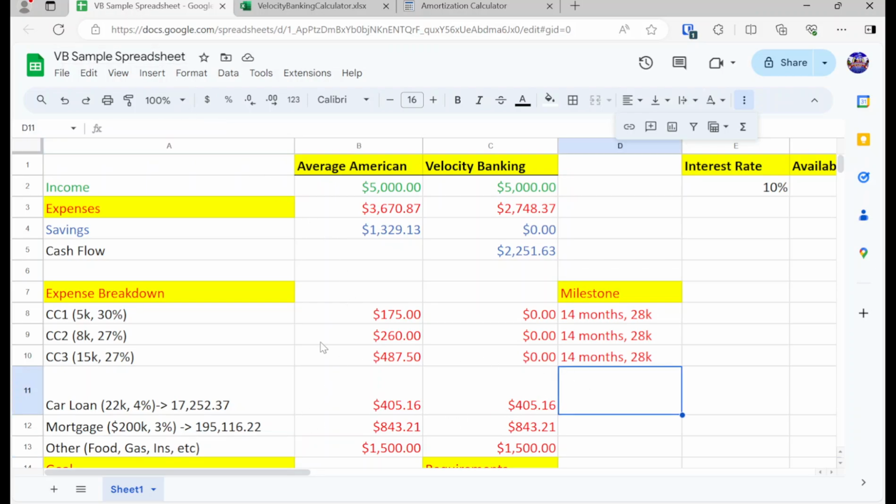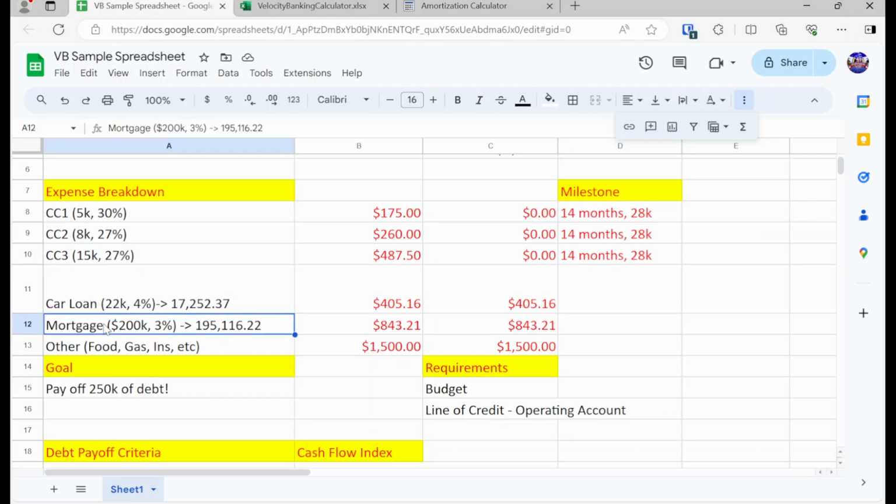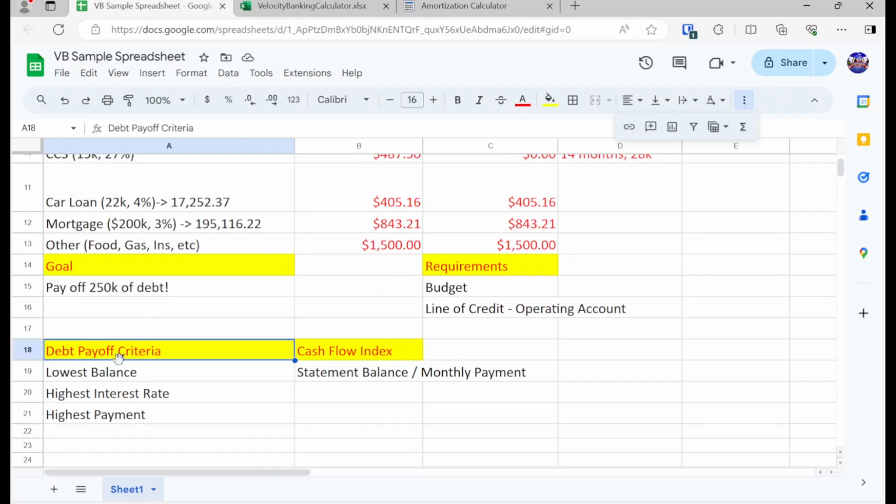So what we're going to do is figure out, all right, which one should we pay off first, the car loan or the mortgage? Now, just by looking at this, because the car loan balance is lower, I'm going to pay that one off first. Like, I can already tell. But let's just go through the debt payoff criteria exercise, right?